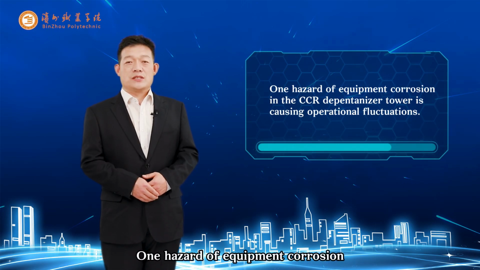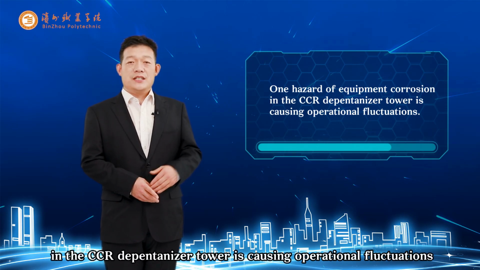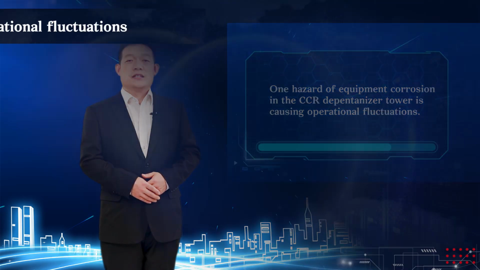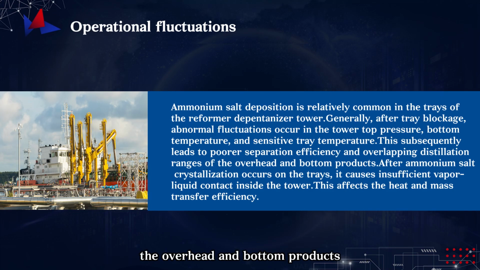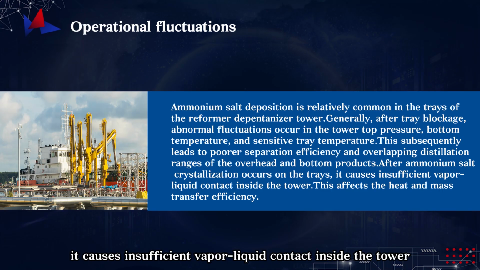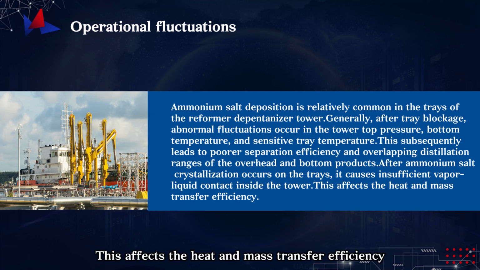One hazard of equipment corrosion in the CCR depentanizer tower is causing operational fluctuations. Ammonium salt deposition is relatively common in the trays of the reformer depentanizer tower. Generally, after tray blockage, abnormal fluctuations occur in the tower top pressure, bottom temperature, and sensitive tray temperature. This subsequently leads to poor separation efficiency and overlapping distillation ranges of the overhead and bottom products. After ammonium salt crystallization occurs on the trays, it causes insufficient vapor-liquid contact inside the tower. This affects the heat and mass transfer efficiency.